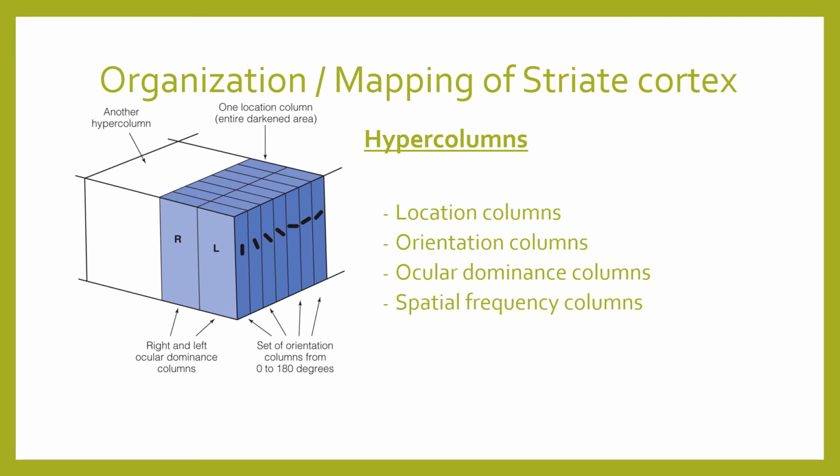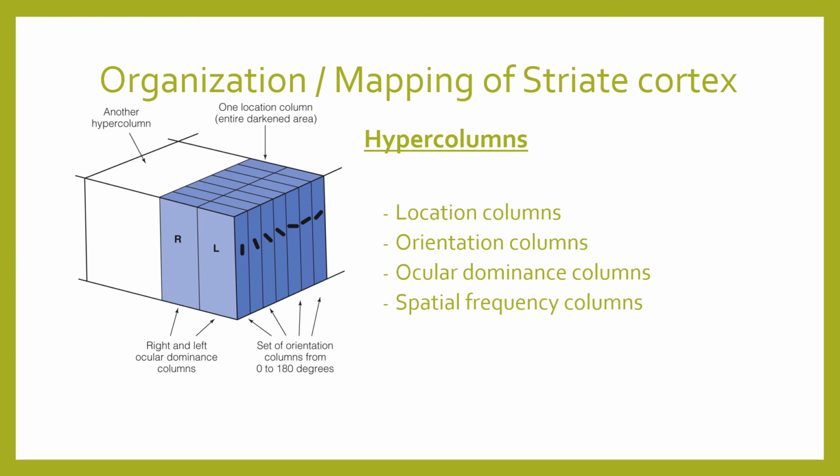So hypercolumns are giving us information about a particular location. They have these orientation columns. So what you can see going from kind of right to left, we're kind of on a z-axis, is where I'm putting that. We start with a vertical and then these different obliques until we get to horizontal. So we have these different orientation columns. And if you see the R and the L there within the location column, we have a right eye dominant column and a left eye dominant column.